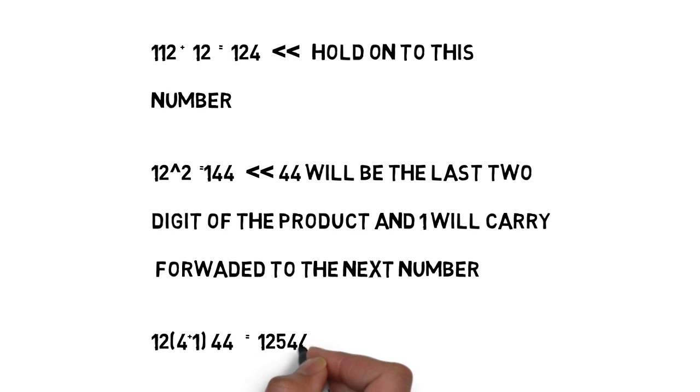Now take the square of 12. As I told you, you'll be squaring the last 2 digits of the 3-digit number. So squaring 12 we get 144. Now the last 2 digits of 144 will be the last 2 digits of the final product, and 1 will be carried forward to 124. Now adding 1 to 124 we get 125, which is the first 3 digits of the product, and the last 2 digits are 44. So the answer is 12544.